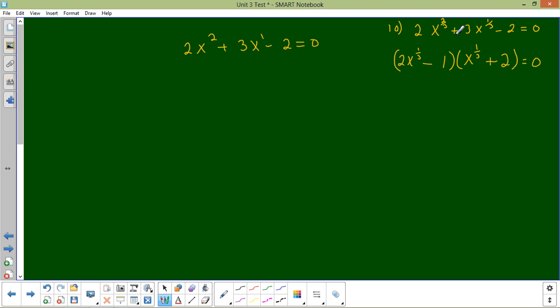Or you could use the AC method that we've talked about on this. 2 times 2 and split the middle and just let the x to the 1/3 exponent take care of itself. All right? So that factoring seems to be a bit of an issue for people. So now we've got x to the 1/3 power plus 2 equals 0. So that gives us x to the 1/3 power equals -2.